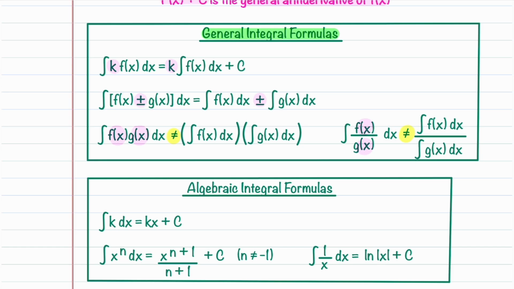The next set of formulas that you need to know, I've categorized into what I call algebraic integral formulas. The integral of a constant k is just k times x plus c. The integral of x raised to a number n is just x raised to that number plus 1, divided by the number plus 1, plus c. This formula only works if n is not equal to negative 1. If n is equal to negative 1, then you have the integral of 1 over x, and that has a special formula, and it is the natural log of the absolute value of x plus c.